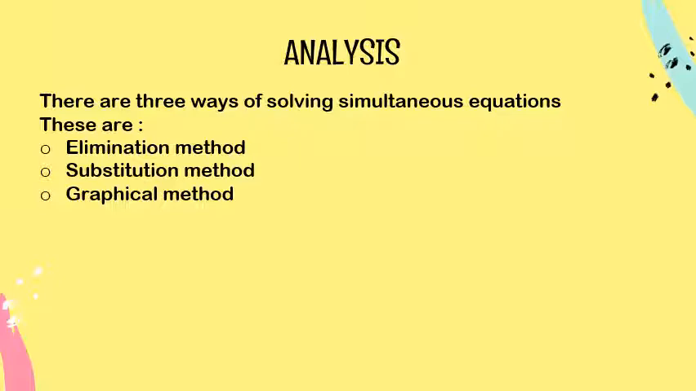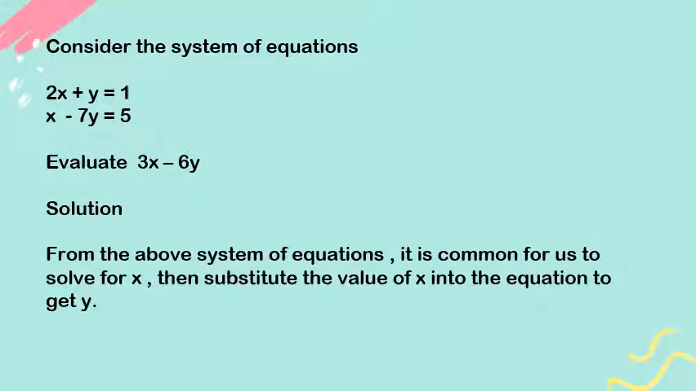Of course, we all know that there are various ways we can solve simultaneous equations. We have the elimination method, the substitution method, the graphical method, the Gaussian elimination method. We have different kinds of methods, but basically, I know you are familiar with this. So assume that you are a student, you want to write the SAT exam, for instance, and you are given a question like this. It says, consider the system of equations 2x plus y equals 1, x minus 7y equals 5. Evaluate 3x minus 6y. Okay, let's go.